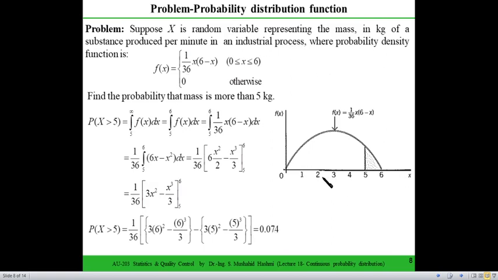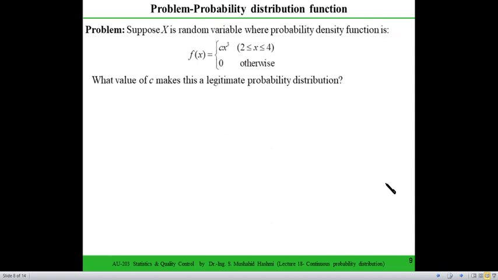Let's say, what would be the probability that the mass would be greater than 2 and less than 4? You need to integrate this expression from the limits 2 to 4 to get the corresponding probability. So this is how you can easily calculate the probability. And if it is a valid PDF, then if you integrate from 0 to 6, your area must come out to be unity, because otherwise it won't be a valid probability density function.